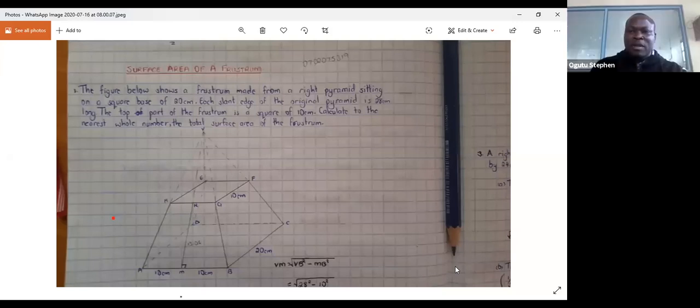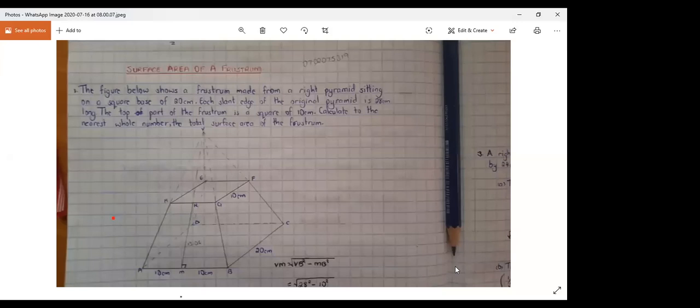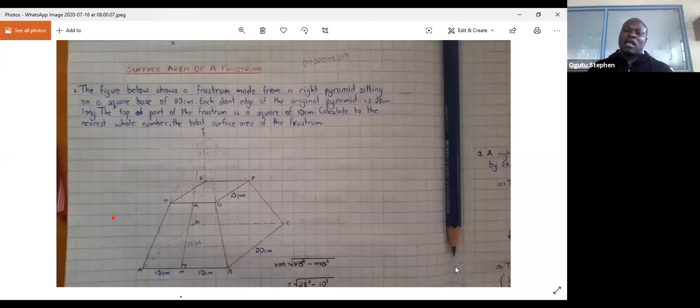Gashema, kuna swali? I wanted just to say, if in the question you are not told whether it is a solid or not, you just assume it is a solid and you add the top and the bottom. Good. Lakini hatujafika hapo bado.